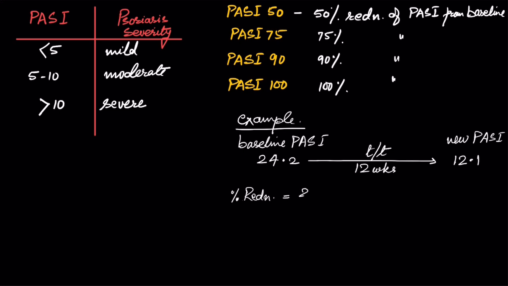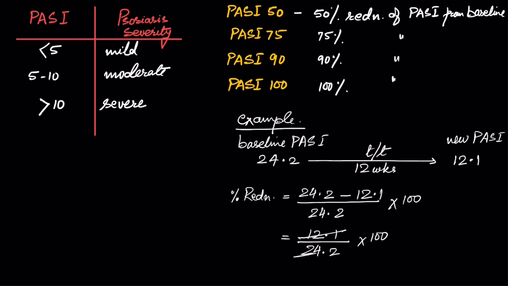So the reduction will be 24.2 minus 12.1 divided by the baseline 24.2 into 100. So 24.2 minus 12.1 is 12.1, divided by 24.2 into 100. So if we see this way, it comes out to be 50%.